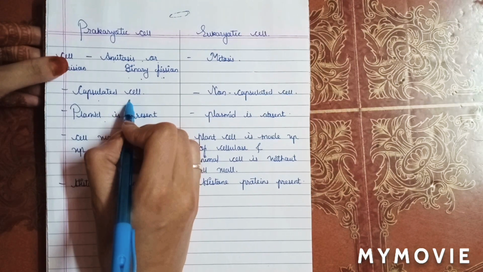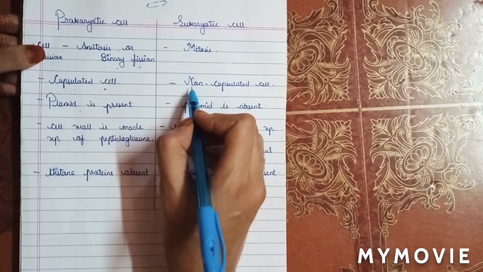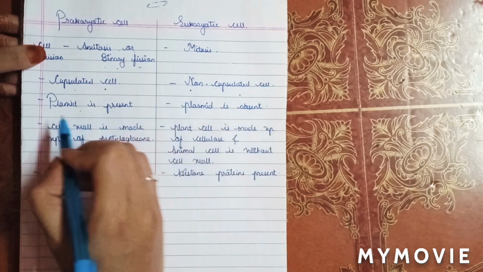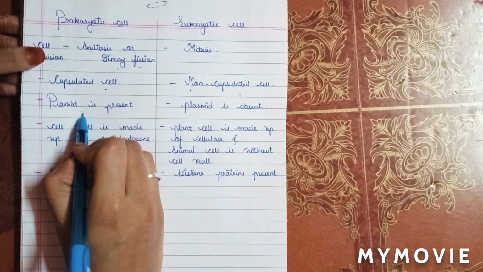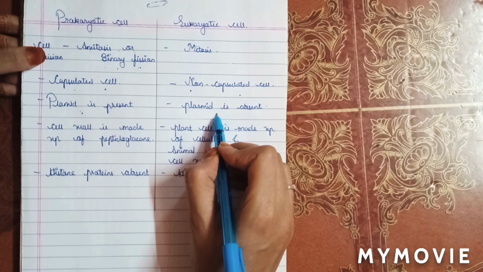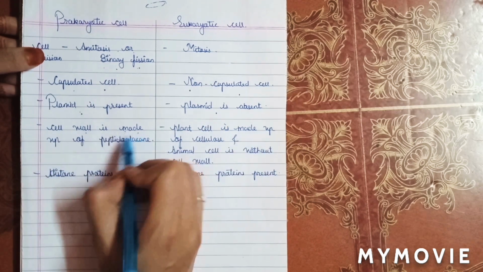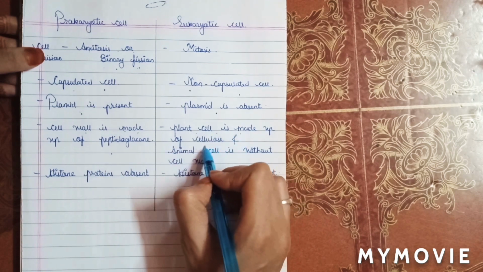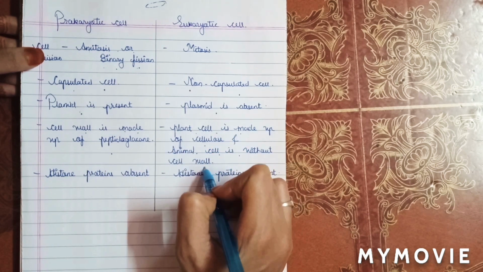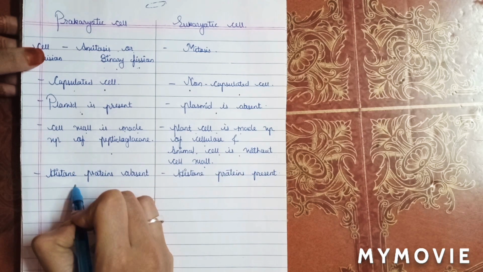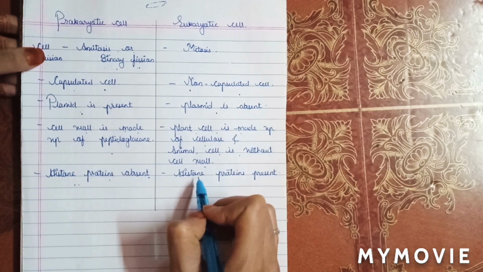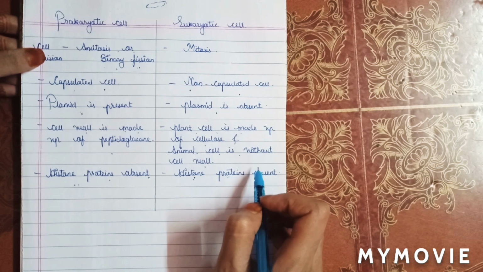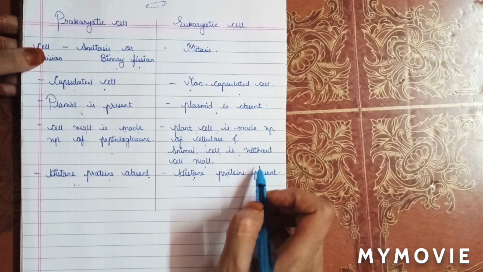Prokaryotic cell is a bacterial cell, so it is a capsulated cell. The protein coat is present on the cell wall. In case of eukaryotic cell, it is a non-capsulated cell. In prokaryotic cell, plasmid is present. In eukaryotic cell, plasmid is absent. Cell wall is made up of peptidoglycan in prokaryotic cell, and the plant cell wall is made up of cellulose. Animal cell is without cell wall. In prokaryotic cell, histone proteins are absent. In eukaryotic cell, histone proteins are present. So this was the difference between prokaryotic cell and eukaryotic cell.